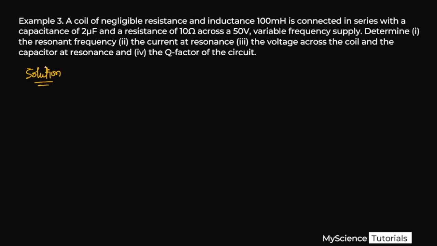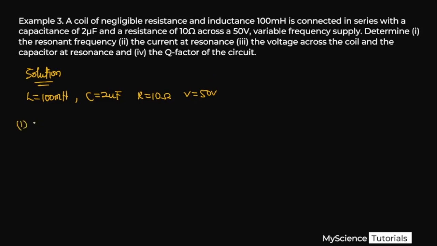So let's list our parameters. We have an inductance of 100 millihenry. We have a capacitance of 2 microfarad. We have a resistance of 10 ohms. We have a voltage supply of 50 volts. And we're asked to first of all find the resonance frequency.